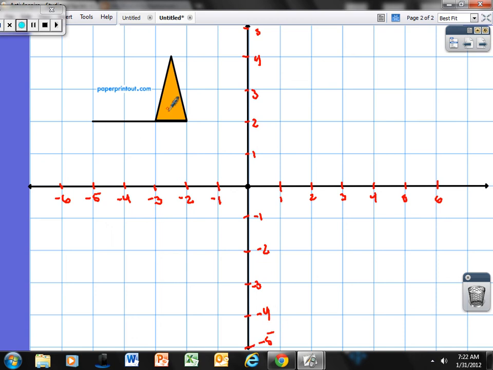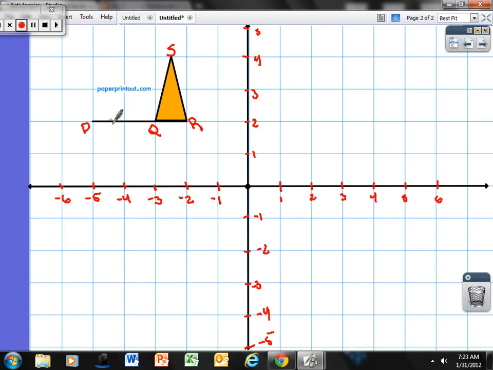Okay, I'm going to label this. Looks like a flag. I'm going to label this P, Q, R, and S. And I want to reflect this over the y-axis. So I'm going to reflect it over the y-axis. Now remember, when I reflect over the axis, whatever axis I reflect over, that value in the ordered pair stays the same. It's the other value, so in this case the x value, that would become its opposite.